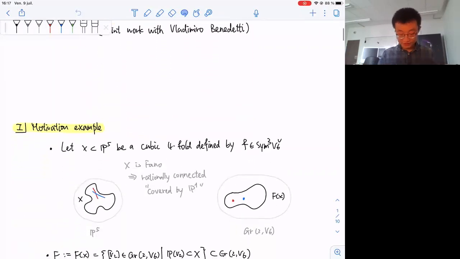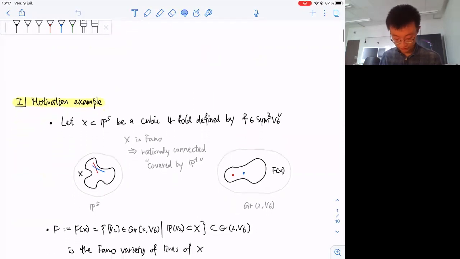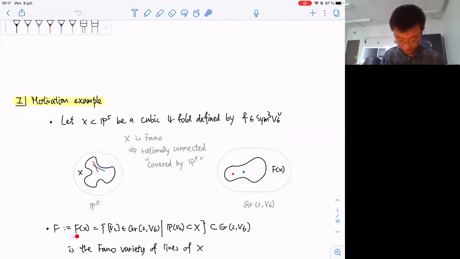So let's consider a cubic fourfold inside P5. So this is a cubic hypersurface given by a cubic polynomial. And this is a Fano variety, so it's rationally connected and so it's covered by lines. And we can consider the F here. This is a Fano variety of lines. So this is a subvariety inside the Grassmannian G(2,6) that parameterizes lines contained in the cubic. So for example, if I take a point here, this corresponds to a line in the cubic.